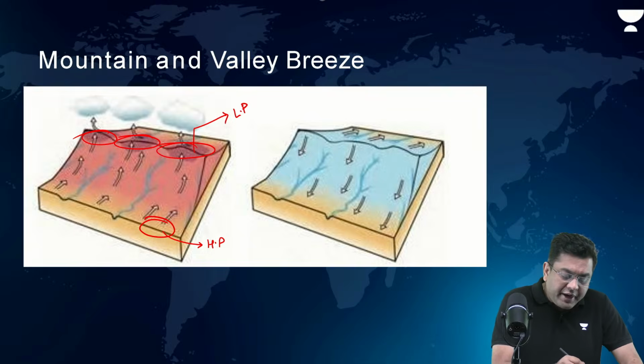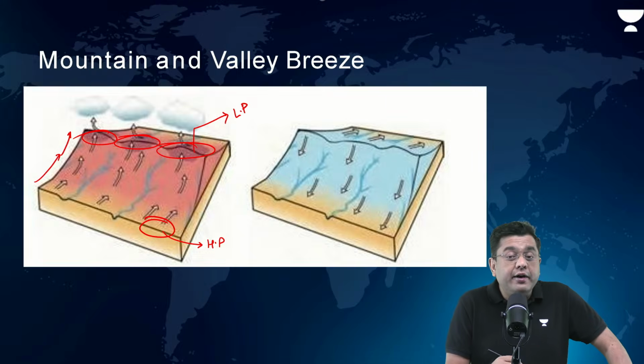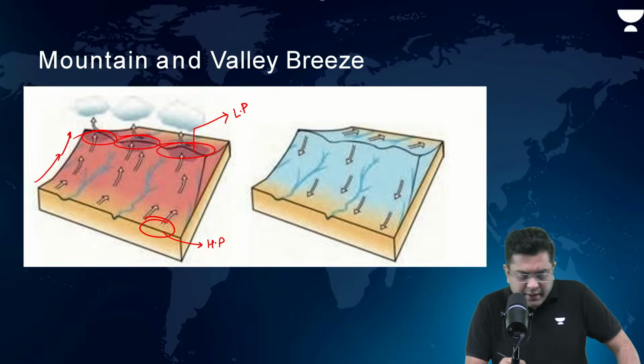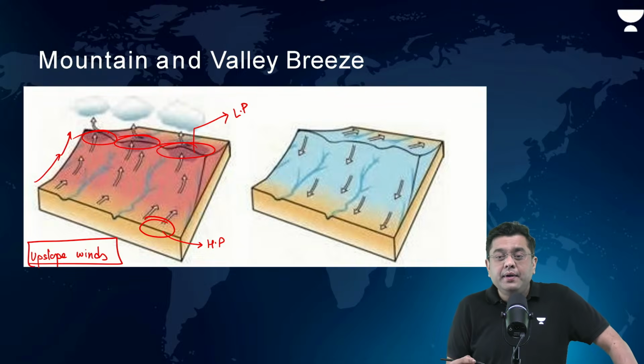So you have winds moving from valley to the mountains, upslope winds. These are also known as anabatic winds, isn't it? These are also your upslope winds, right? During night time, what will happen?